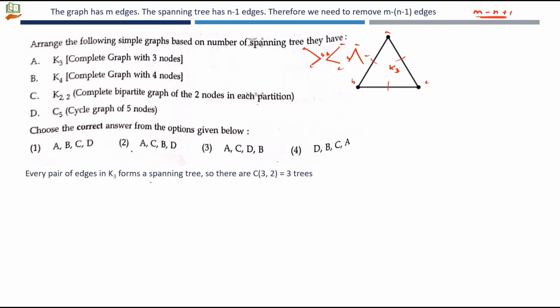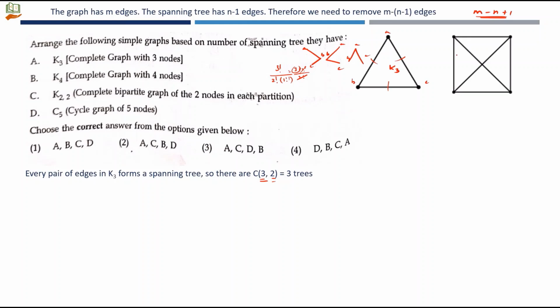Every pair of edges form a spanning tree. So there is combination of 3, 2 they have given. It means 3 factorial divided by 2 factorial into (3 minus 2) factorial, 1 factorial. So this will be 3 into 2 factorial by 2 factorial. You will cancel and you will have 3. So they have said from 3 edges, I need only 2 edges here. So for that I am able to find it using combination. This is one way of explanation they have given.